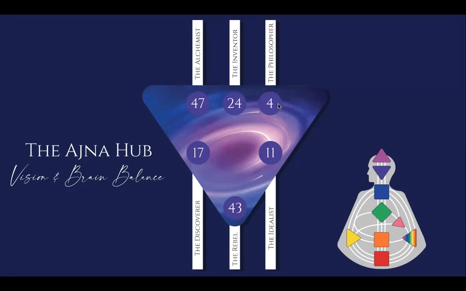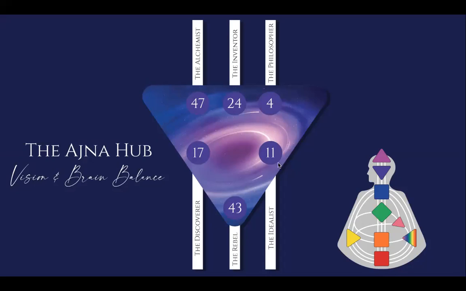Then we have the philosopher archetype. This is also gene key 4, and it moves from intolerance to forgiveness through the pathway of understanding. Then we have the idealist archetype. The gene key frequencies move from obscurity to light through the pathway of idealism.